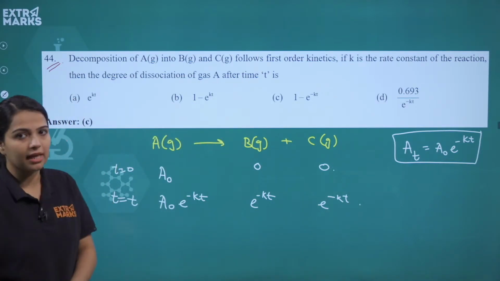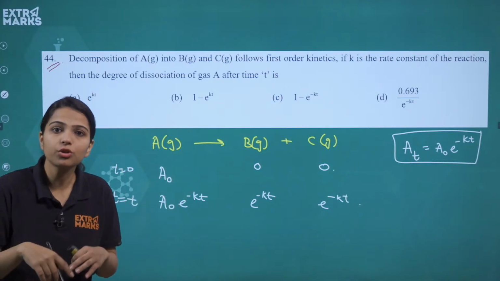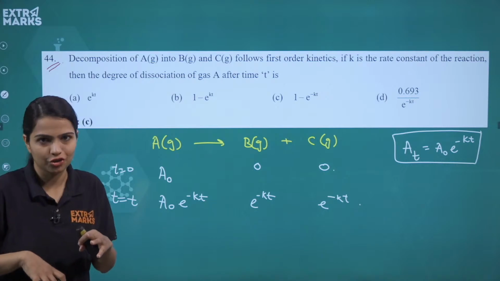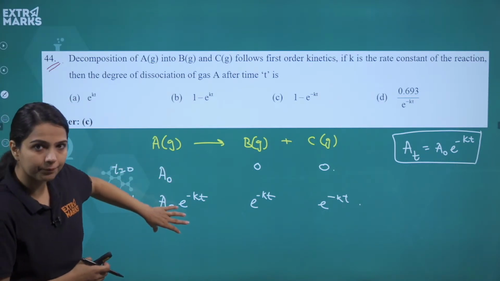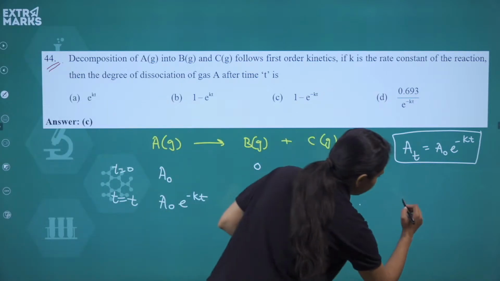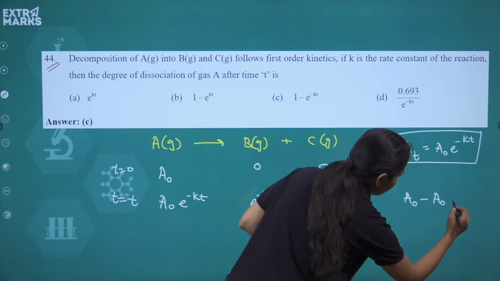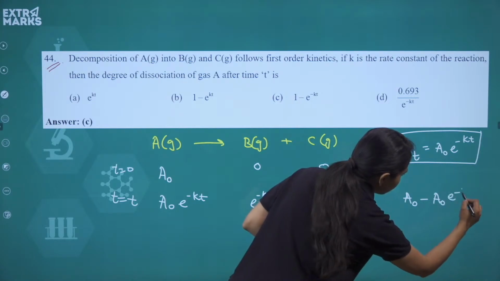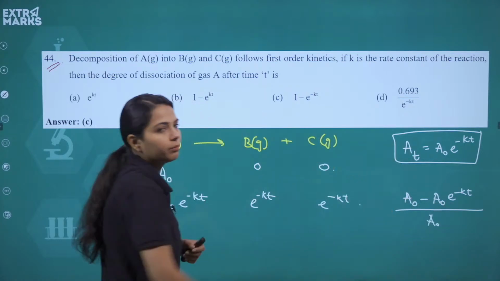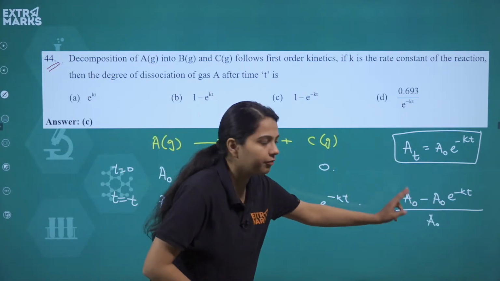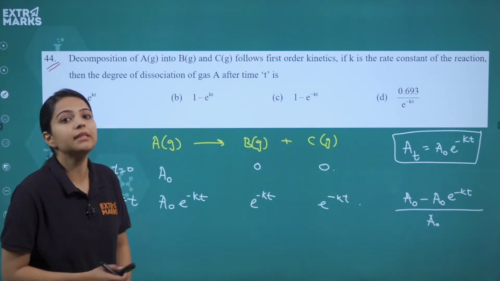Now what is the degree of dissociation? It has been asked. So if I want to find out the degree of dissociation, that will be deduced with respect to the initial concentration. This was the initial, this was the final here, right? Now degree of dissociation, if I want to find out, is A0 minus A0 e raised to the power minus kt upon A0. So I am going to take A0 common here, and A0 above and below will be cancelled out, and I will get the answer as 1 minus e raised to the power minus kt.